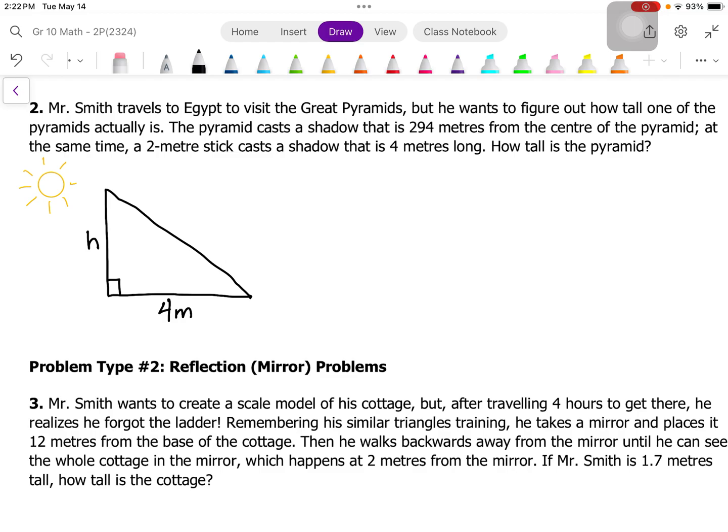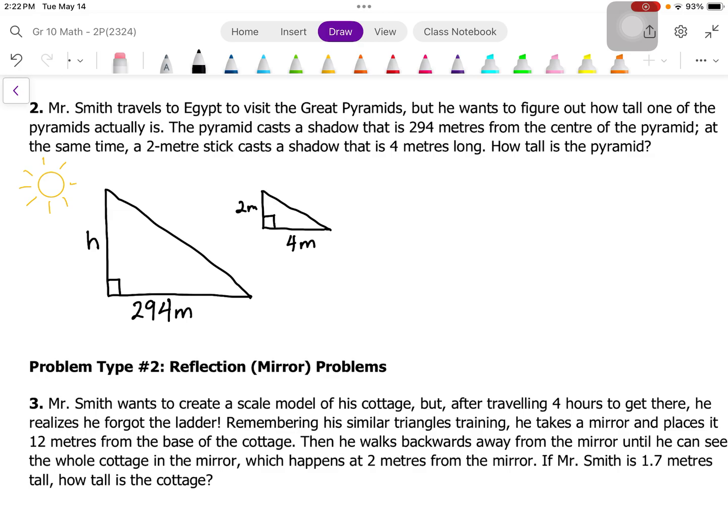So the pyramid casts a shadow that is 294 meters. I jumped down to the end of the question. So then at the same time, there is a 2-meter stick that casts a shadow that is 4 meters long. So the height of the stick is 2 meters and it creates a shadow that's 4 meters. So how tall is the pyramid?